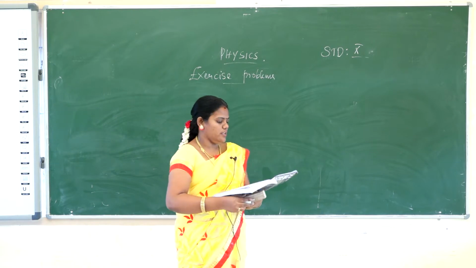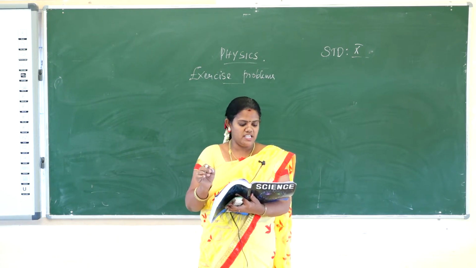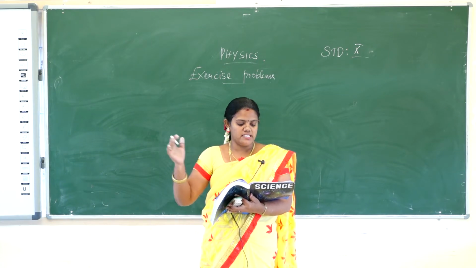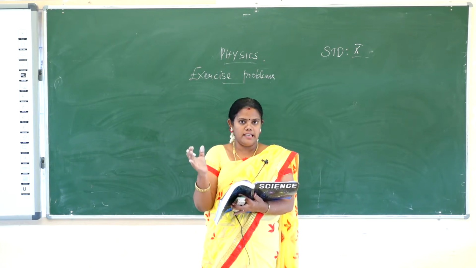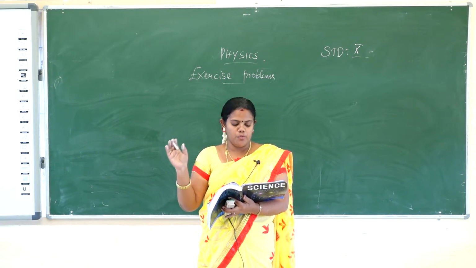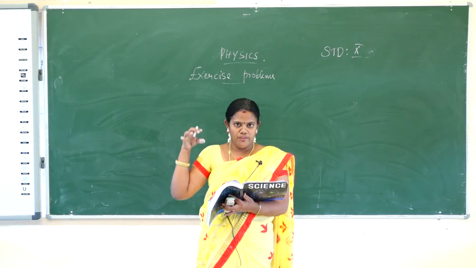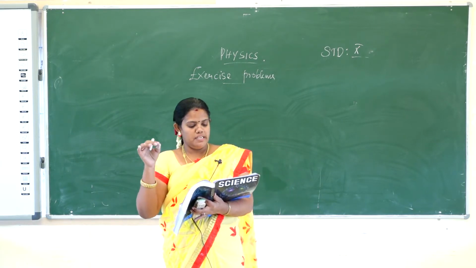What is the second question? A ball of mass 1 kilogram moving with a speed of 10 meter per second is reinforced after a perfectly elastic collision with the floor. Calculate the change in linear momentum of the ball.